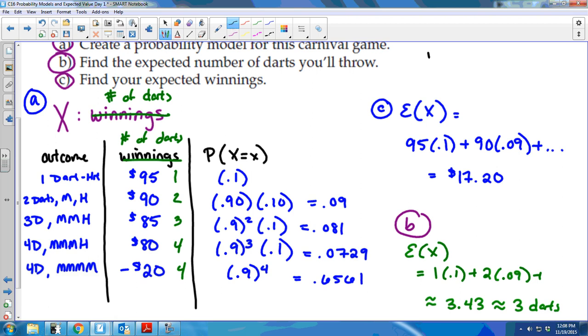So the assignment's on page 383, and it's 2, 3, and 4. That's just a good start to practice.